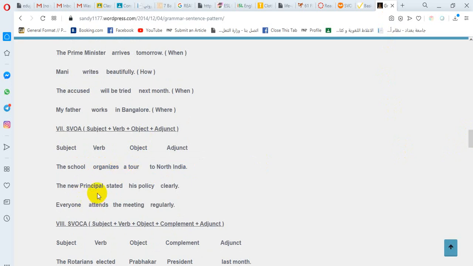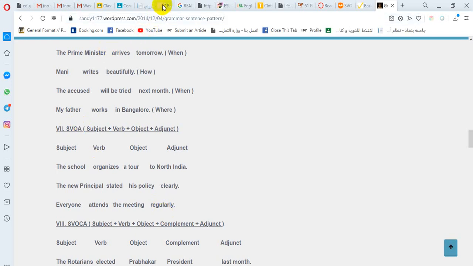The new principal stated his policy clearly. Stated his policy clearly. His policy is the object, and clearly is an adverb of manner. Okay, how did he state his policy? He stated his policy clearly. Everyone attends the meeting regularly. So here we have object plus adverb, and this adverb can be an adverb of place, adverb of time, or adverb of manner, whatever.